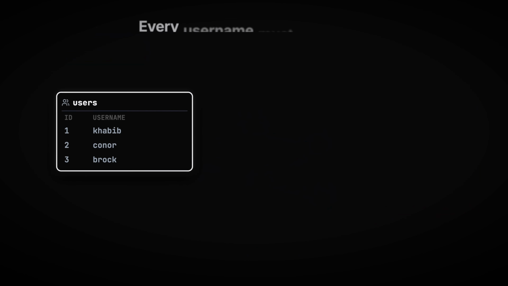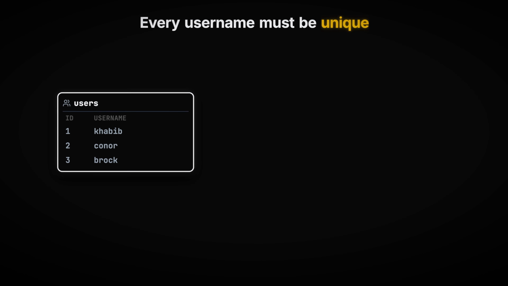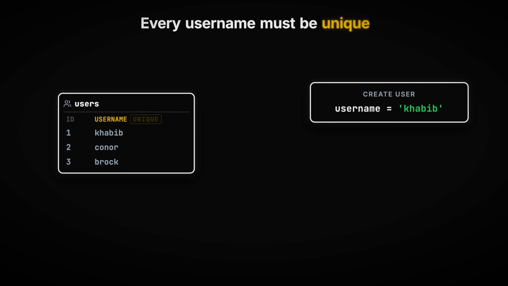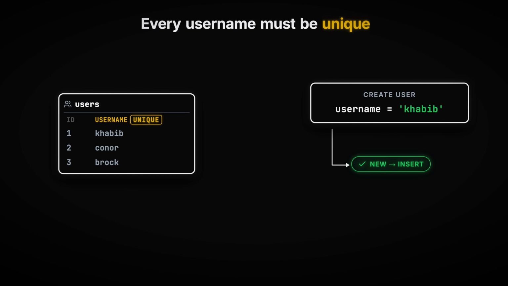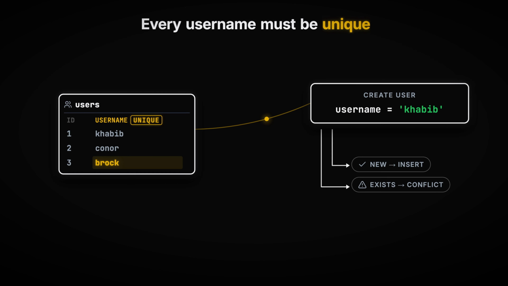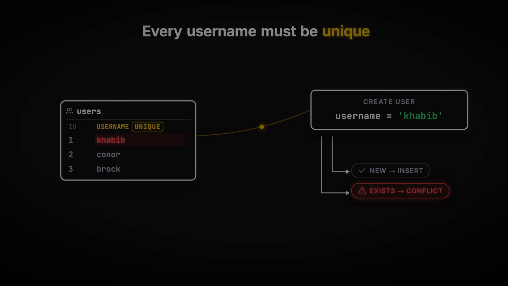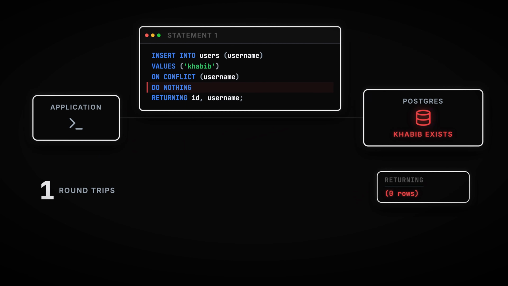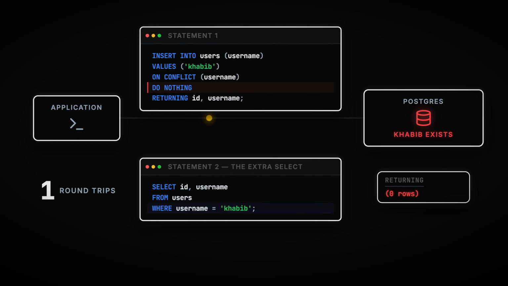The next feature fixes a smaller problem that appears everywhere. Suppose your application is creating a user. Every username must be unique. If the username does not exist, create the user, but if it already exists, you still want Postgres to return the existing user row. Today, ON CONFLICT DO NOTHING RETURNING gives you nothing when a conflict occurs. So applications often perform another select afterward.